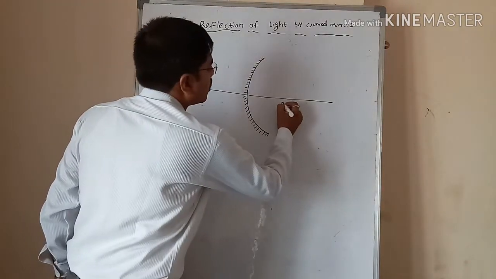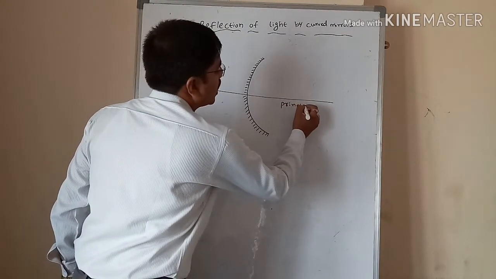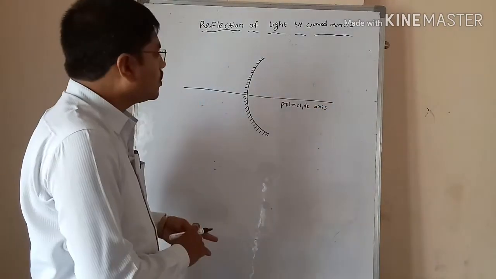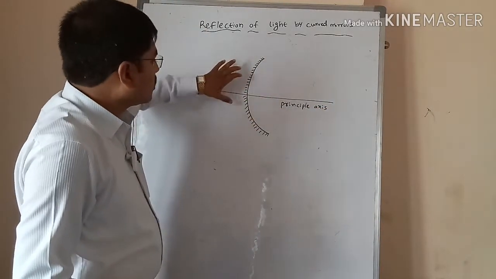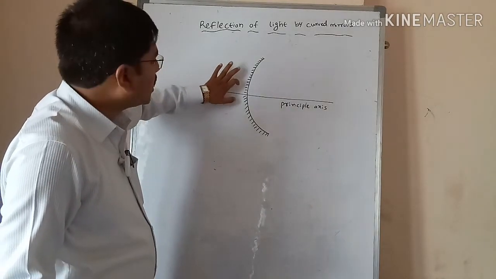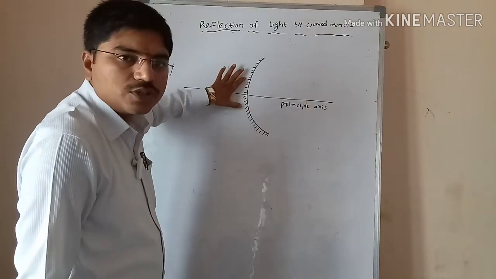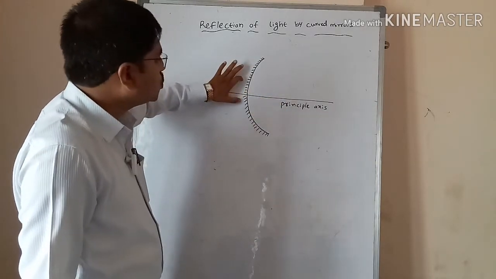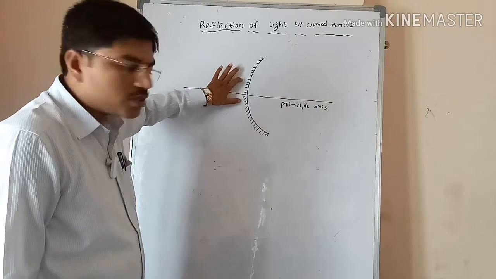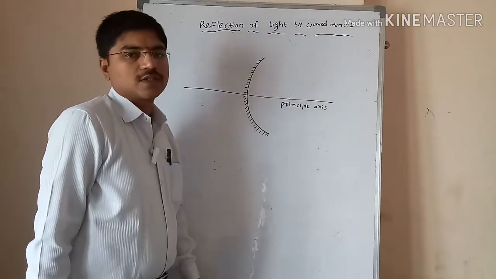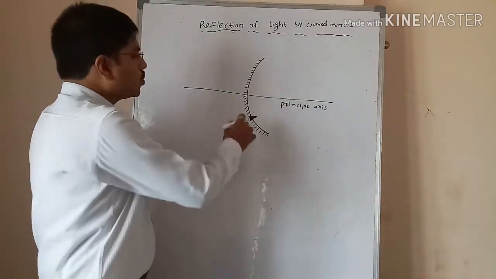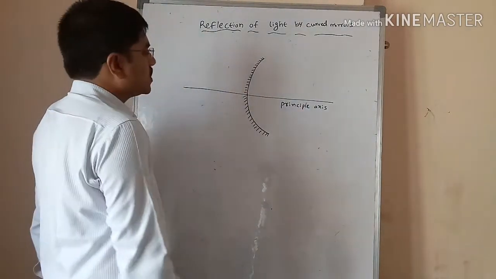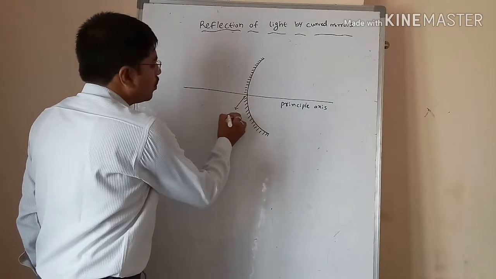Principal axis. What is meant by the principal axis is one imaginary line. It divides the curvature into two equal parts. The principal axis is an imaginary line. It divides the curvature into two equal parts. This is called the principal axis. Okay, so this is the principal axis, completed. Now one more is there. This is called the pole.